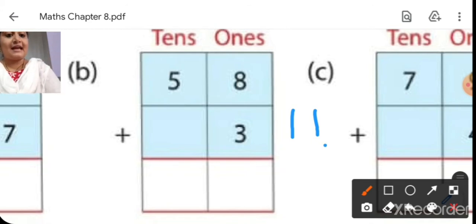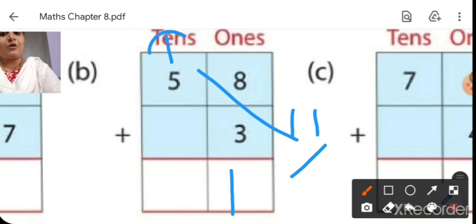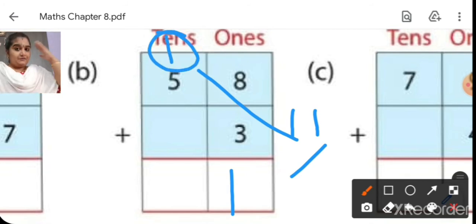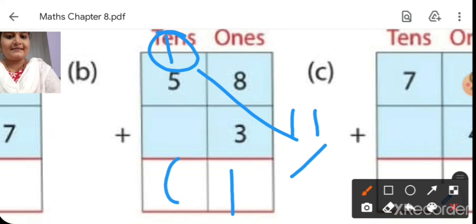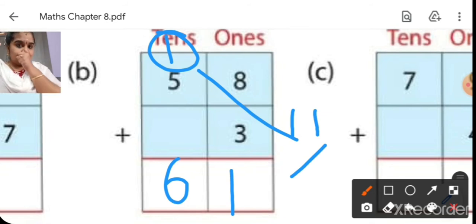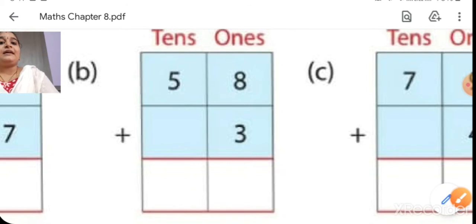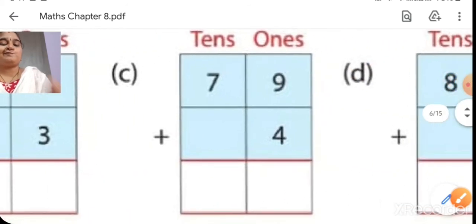So in the ones place we will write the answer here, and this tens place we will carry forward. So 5 in the mind, 1 in the finger. After 5, 6. So what is the answer? 61. Okay, children? What is the answer? 61. Okay. Can we move to the next one?